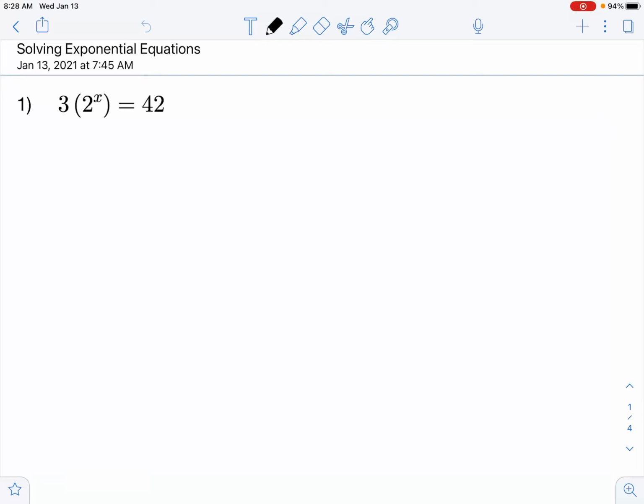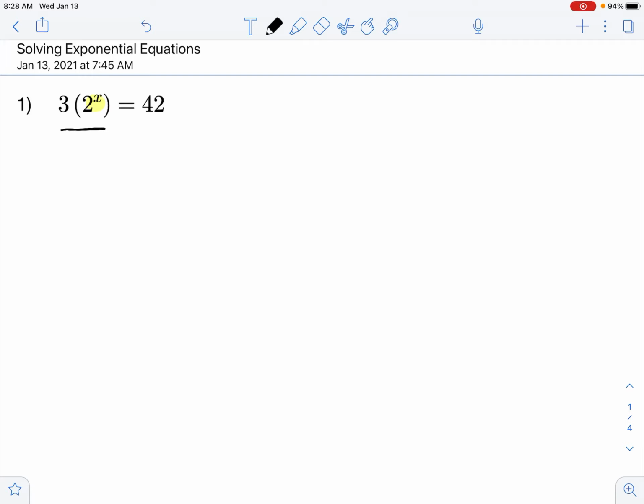All right, guys, so we're going to solve exponential equations. So you can see by this one right here, number one, we are trying to solve for x like when we typically solve any other equation. So what we need to do is get rid of everything that we can that is with the x until we can isolate it.